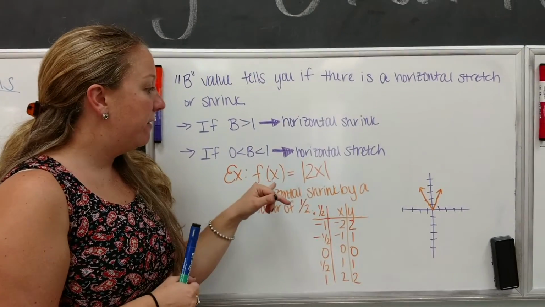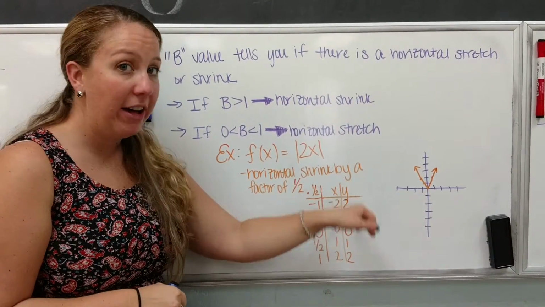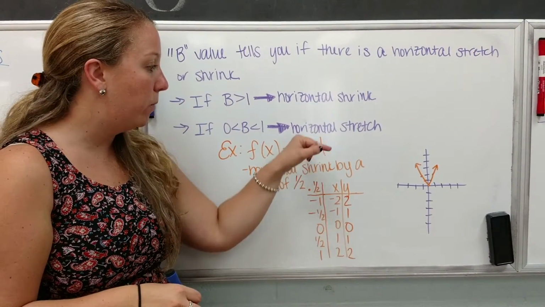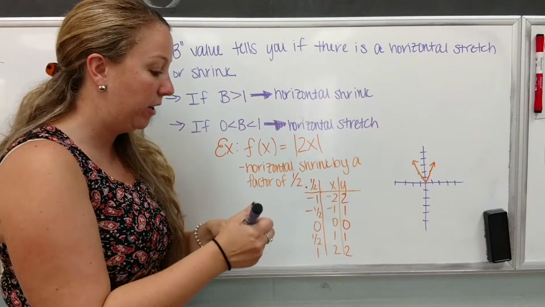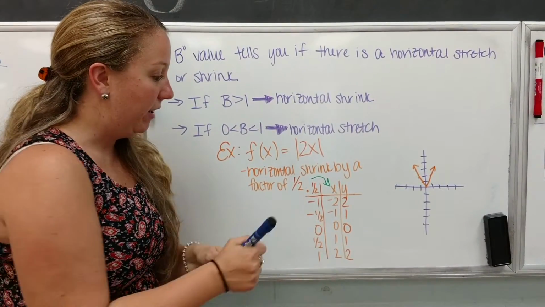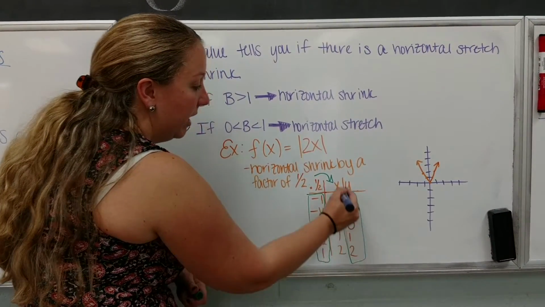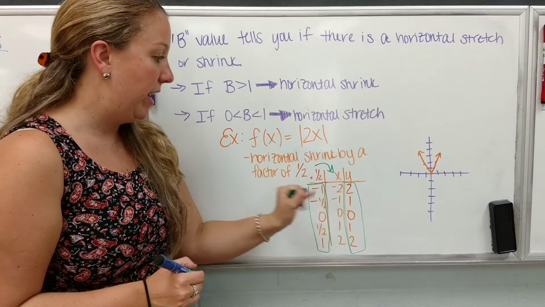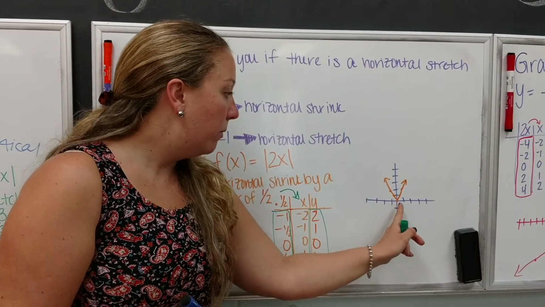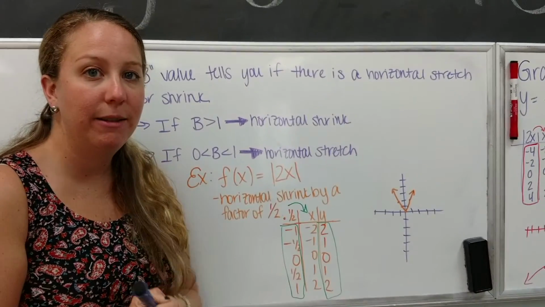So here, you have f of x equals the absolute value of 2x. So I make my xy chart, put in my values, and instead of multiplying by 2, you want to multiply by 1/2, because it's that 1 over b value. So all my x's get multiplied by 1/2, and I get these values, and so I can plot them. And when I go to write the transformation out in words, I say there's a horizontal shrink by a factor of 1/2. So I have (-1, 2), (-1/2, 1), (0, 0), (1/2, 1), and (1, 2) to make my absolute value graph look like that.